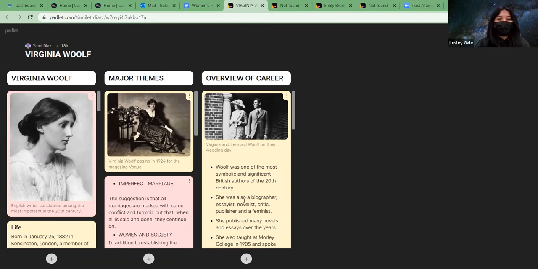I made my Padlet on Virginia Woolf, and the reason I chose her was because I think of her as a poet that could never catch a break. She always had some type of grief going on in her life, and she definitely showed her talent through her writing. Even though she went through so much, she still managed to be super talented in her writing and her work.